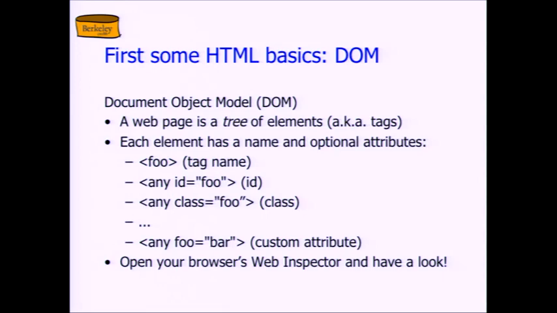It can have a class, and in fact, it can have anything. So you can give it any attribute name you want. ID and class happen to be standard and common, but you can make up your own attributes and stick them in there too. If you're ever curious about this and you've never seen it before, most web browsers have a web inspector that you can open up, and you can navigate the tree, and you can usually mouse over the tree visualization in the web inspector and see which parts of the page light up.